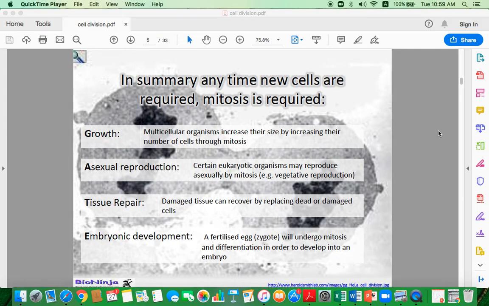Hello guys, I'm going to give you some information about today's topic: why mitosis is so important, why it's required for growth, asexual reproduction, tissue repair, and embryonic development.